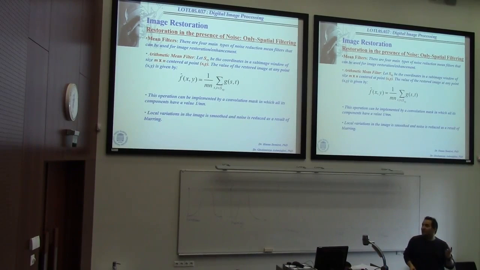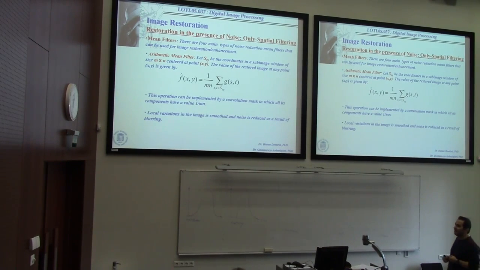We can use two categories of filters. The first category is mean filters, of which we have 4 types according to the different means that we talked about yesterday. The first one is the arithmetic mean filter. We can restore the image by using this equation. You can see this mean. When you want to find the mean of the image, you can easily use this.